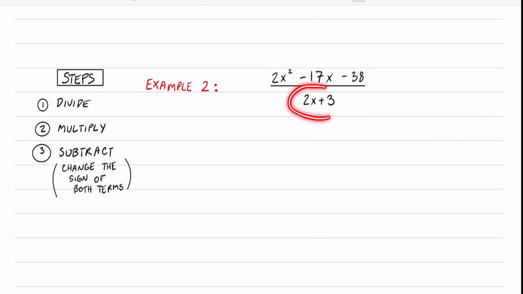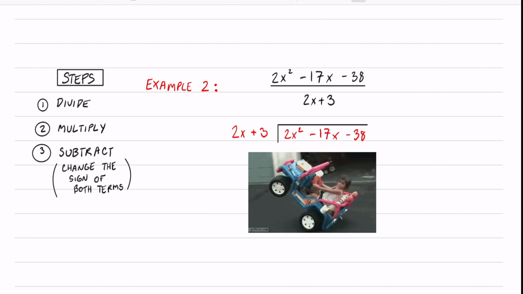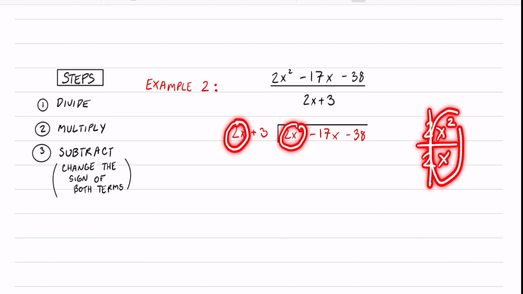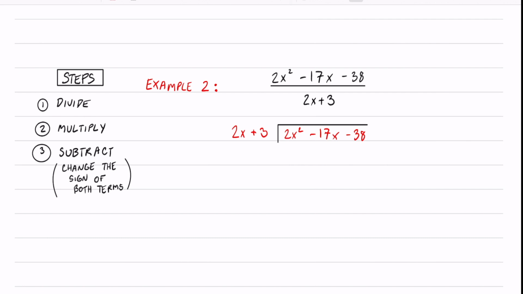This is your divisor. That is what you're going to write on the outside, just like that. Put the dividend on the inside, 2x squared minus 17x minus 38. I'm going to speed up a little bit. First thing, take the first term and divide it by this. And pretty soon you can do this in your head, but if this is necessary, go for it. The 2's cancel out. x squared divided by x is a single x. That is what you're going to write up here, x. Next step, multiply. Distribute those bad boys.